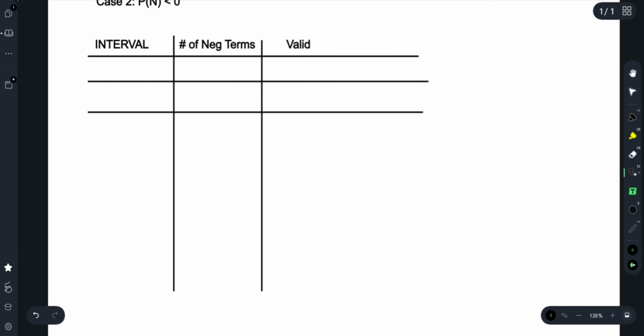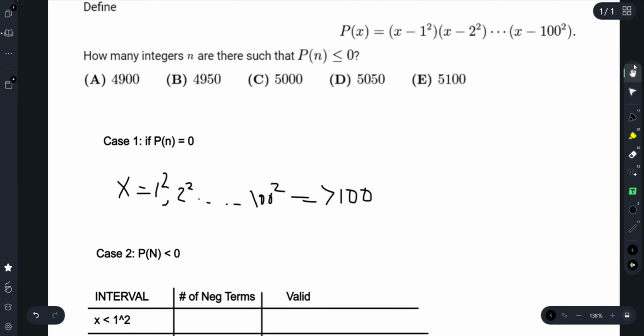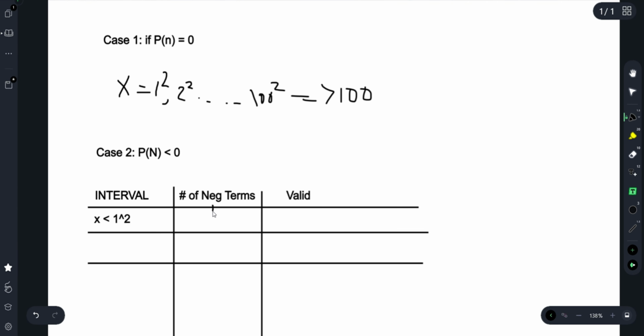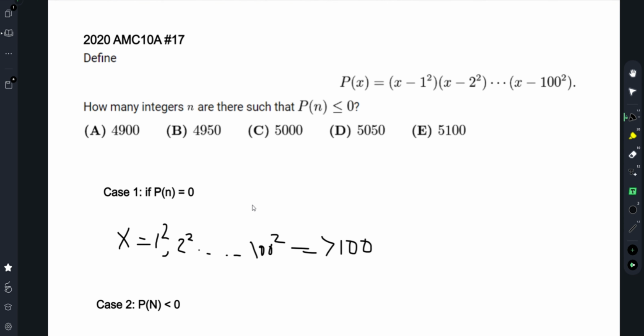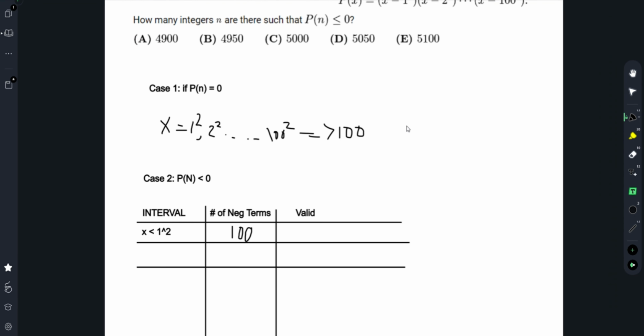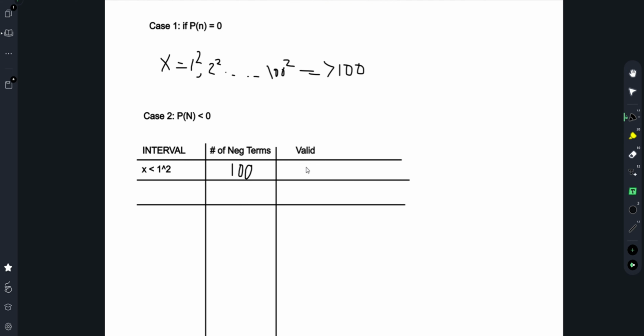So let's say the interval is x is less than 1^2. If x is less than 1^2, then all of these are negative. So there's 100 negative terms, because this is negative, negative, negative, dot dot dot, negative, and that would mean that 100 negatives is positive. This would not work.